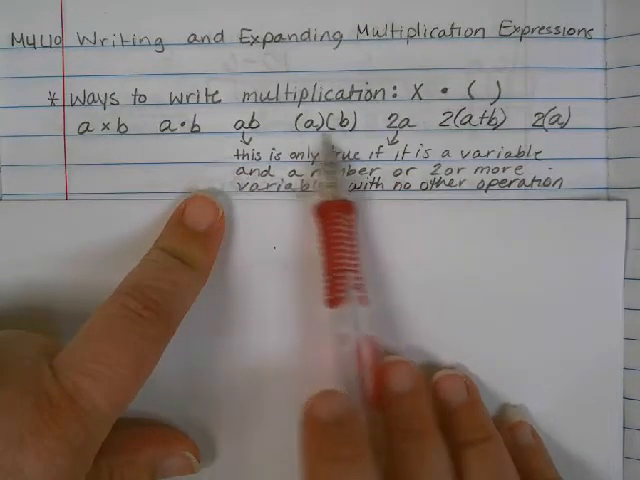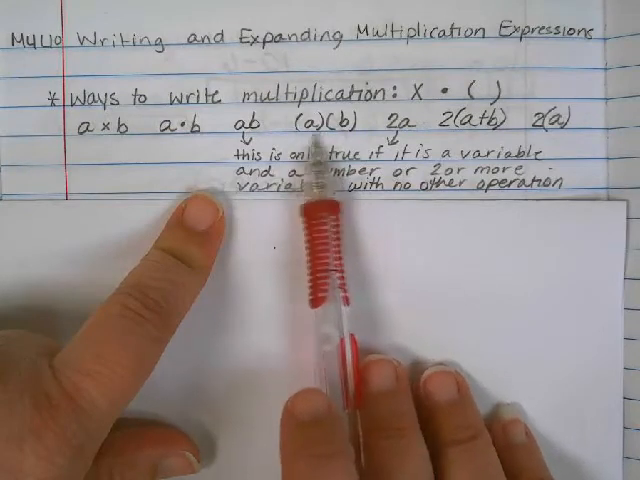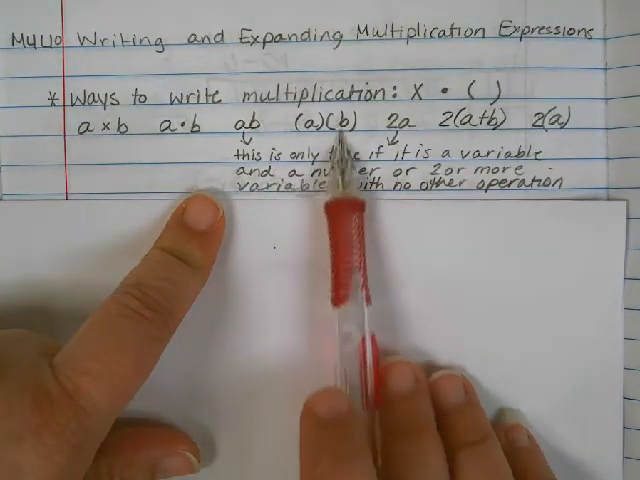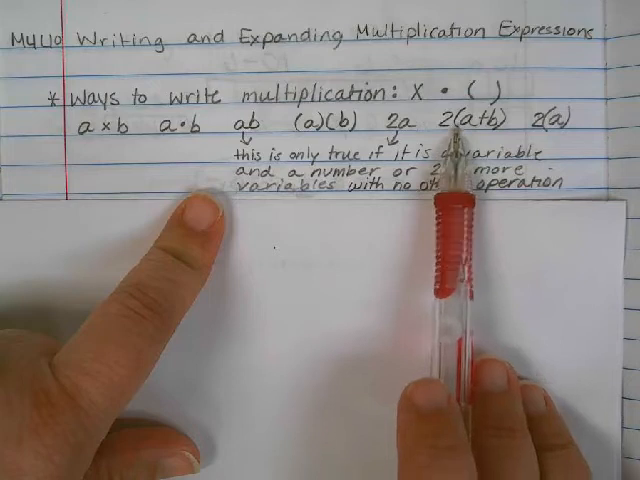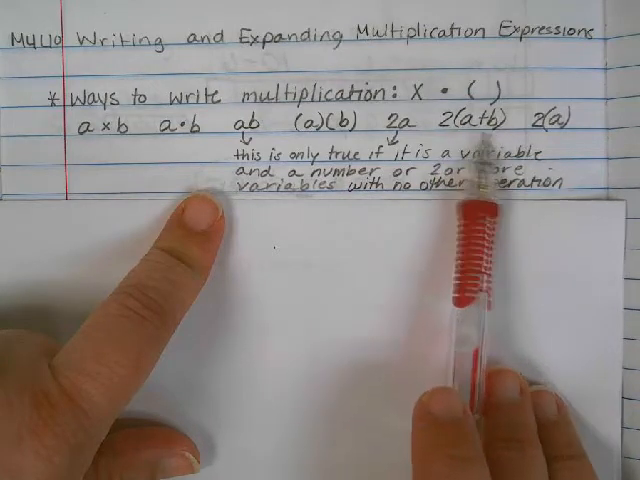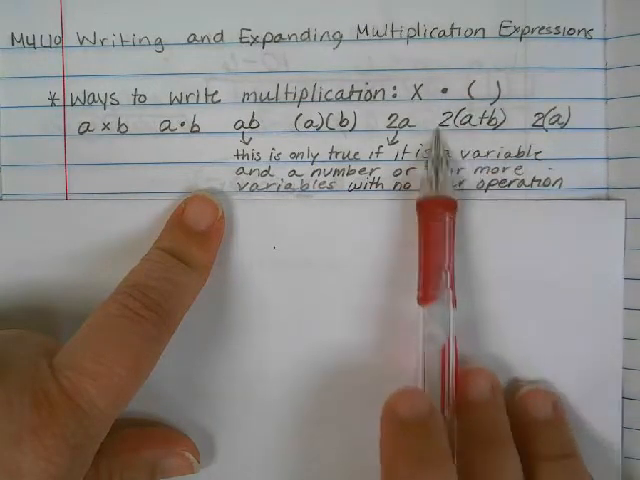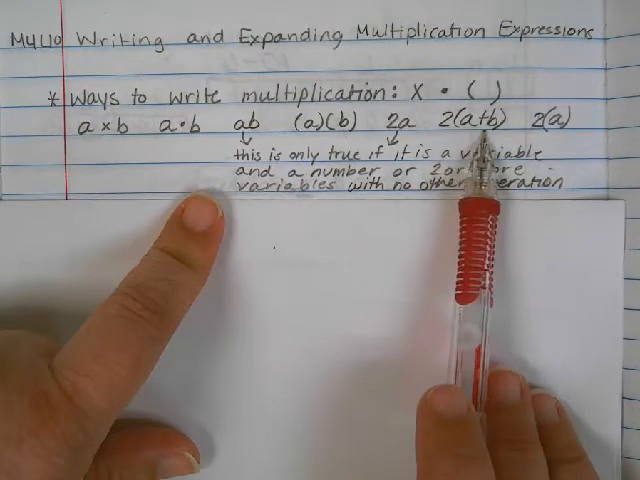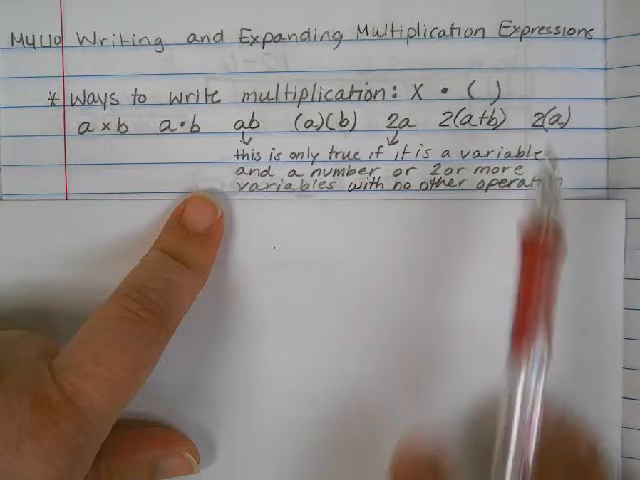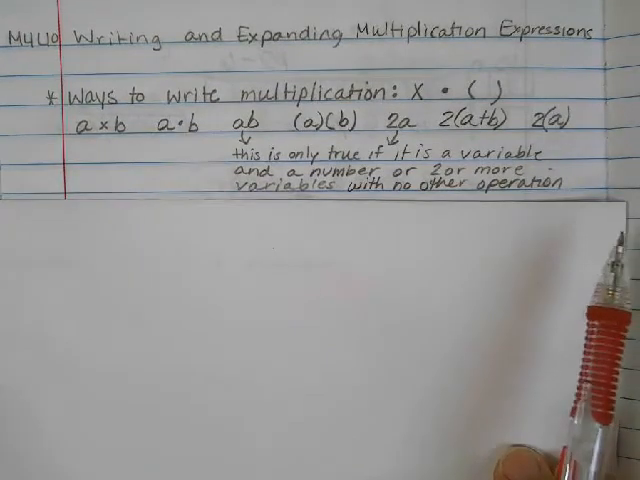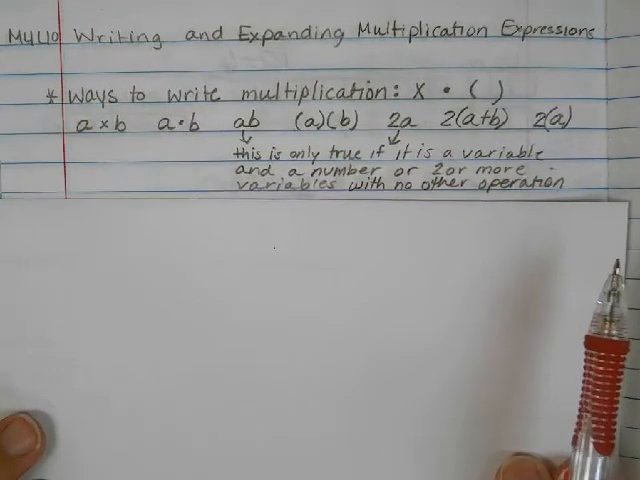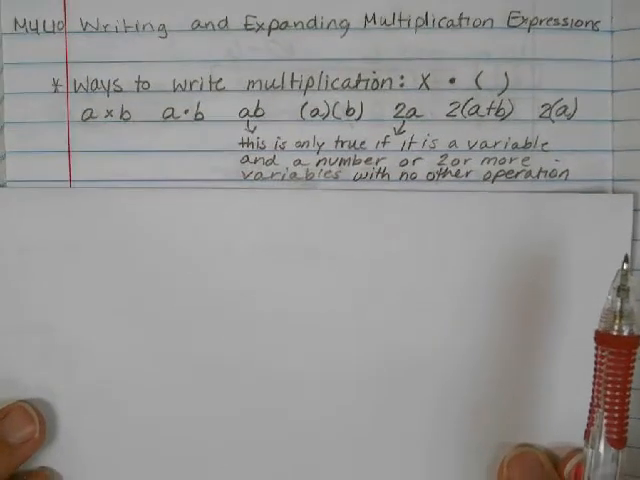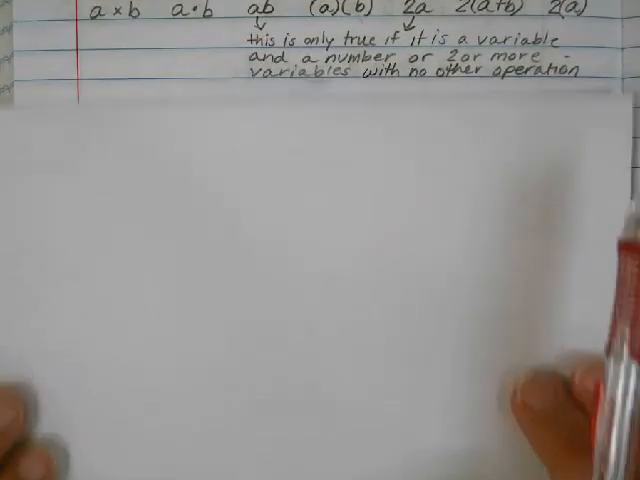You can also use parentheses. Parentheses can be put around each factor, or you can group them together like they do with distributive property. So 2 times A plus B, or 2 times A. Remember, you also can pause and rewind this video as often as you need to.